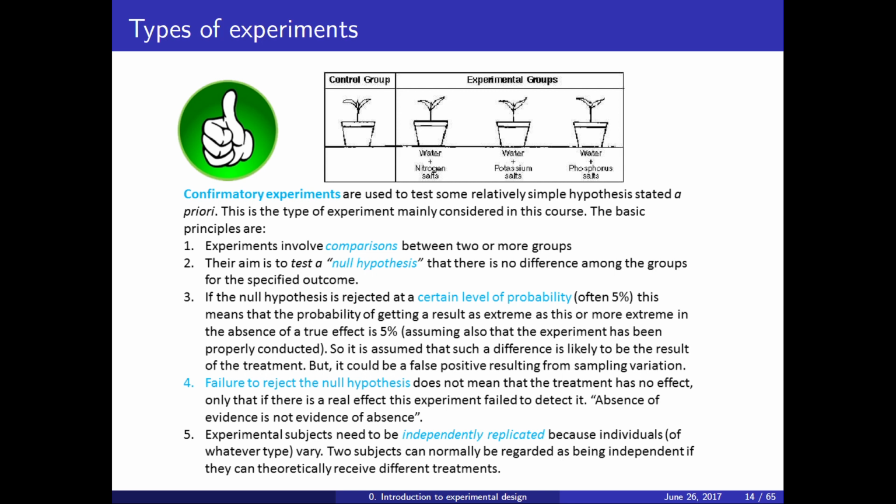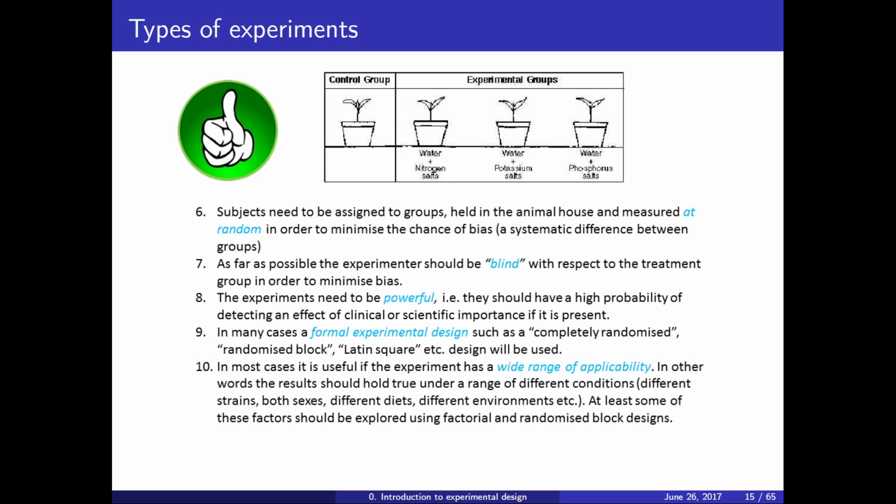And experimental subjects need to be independently replicated, so each one of these plants is supposed to be independent from each other. And we will see that these plants are independent because in principle they can receive different treatments, each one of them. So that is the definition of experimental unit.